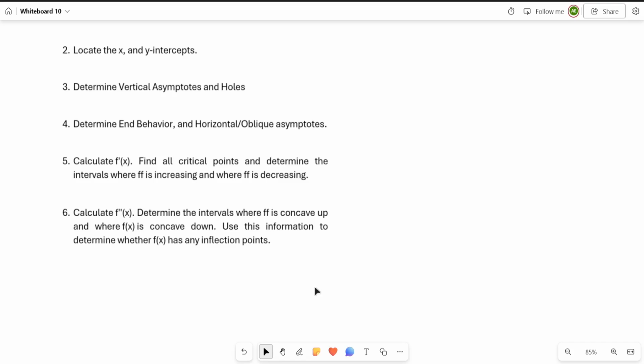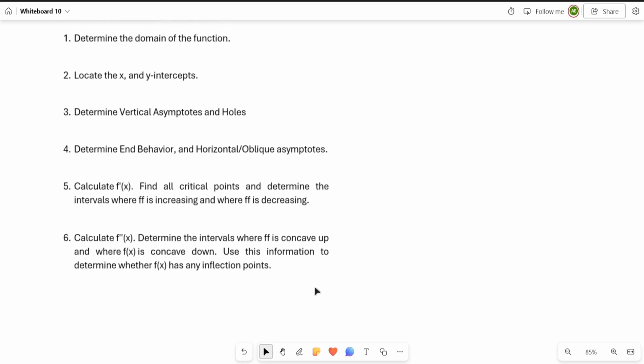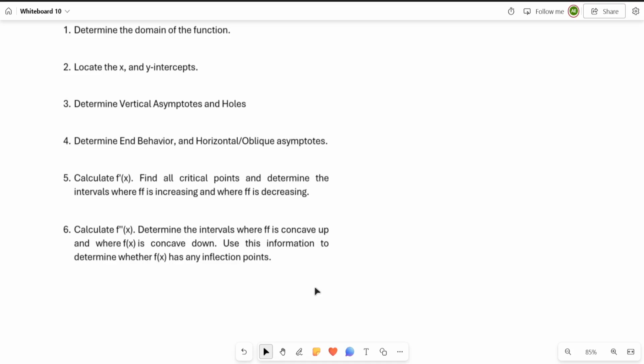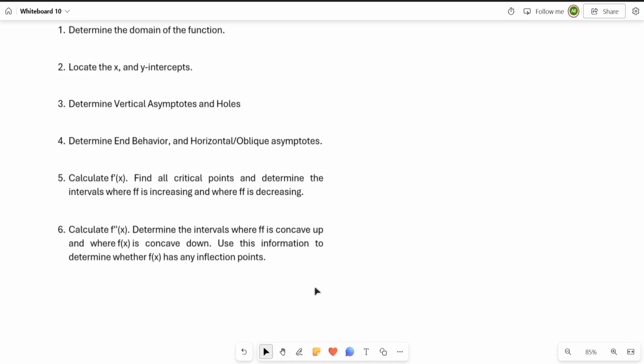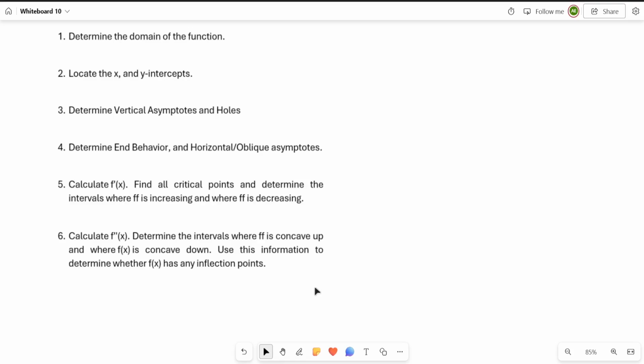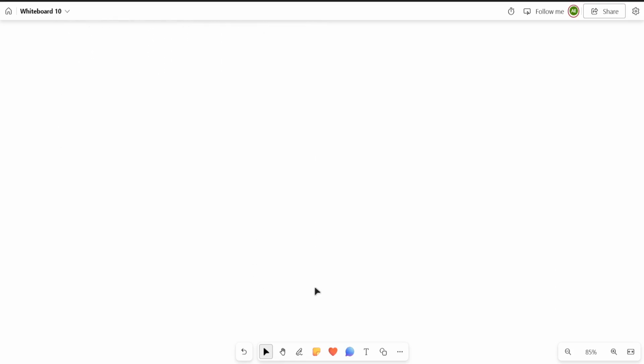I know this could be overwhelming. However, I'm going to design the series in a way that it's very coordinated, very well designed for you to carry out questions like these. So in today's video, we're going to take a look at getting the domain, y-intercept and x-intercept of a function. So first of all, let's start by saying what is the domain.